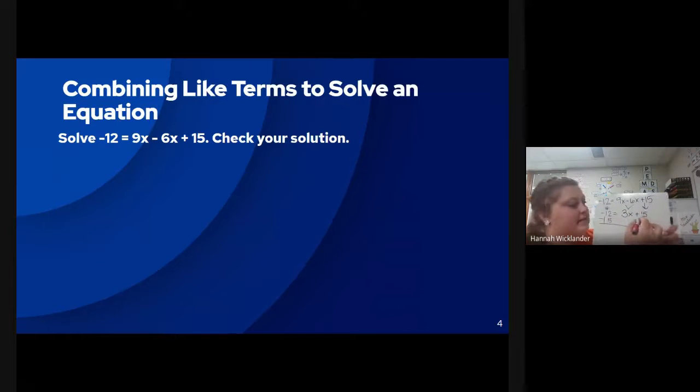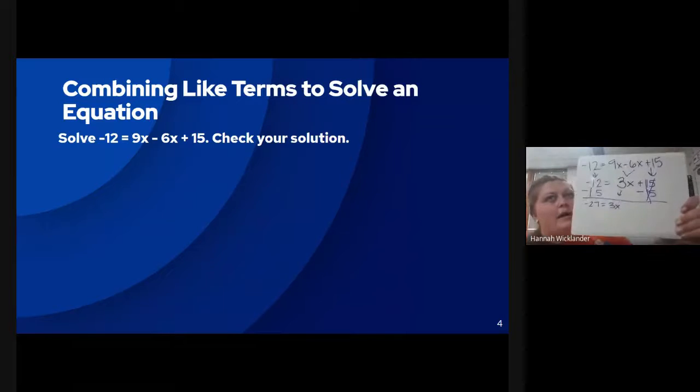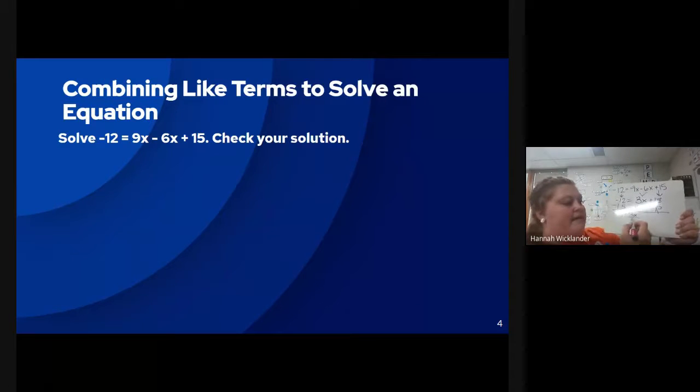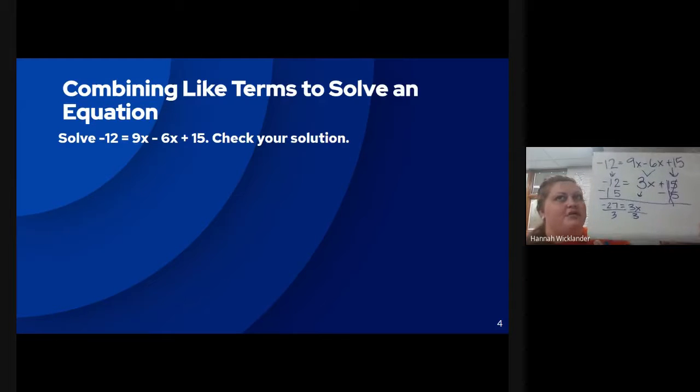Positive and negative cancel out. Minus 12 minus 15 gives me a negative 27. And then this 3x comes down. Now it's just a one-step equation. To get x by itself and isolate the variable, I'm going to divide both sides by 3 because this is being multiplied together. So I'm going to undo the multiplication with division. What I do to one side of the equation, I must do to the other.